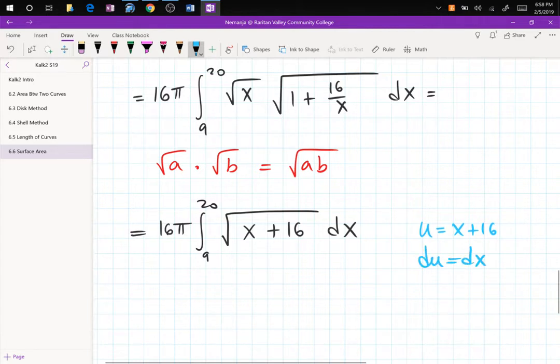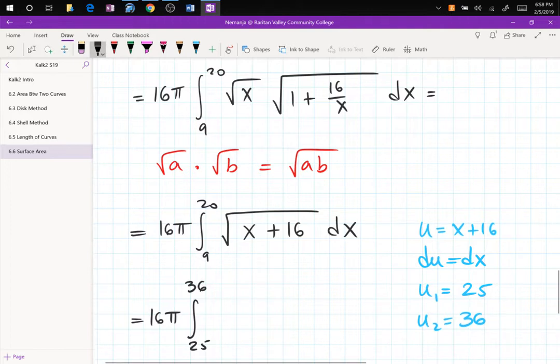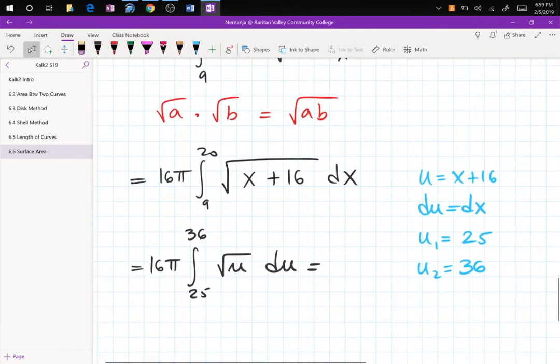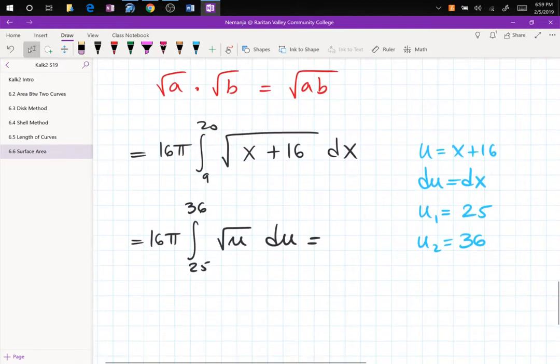For u1, the lower limit, plug in a 9, we get 25, and then for u2, plug in 20, we get 36. So we have 16 pi integral 25 to 36 of square root of u du. We do not have to go back to x because we switched the limits as well. So we just compute this and we are done. It becomes u to 3/2 divided by 3/2. Plug in the limits. They work nice with halves, and we're done.